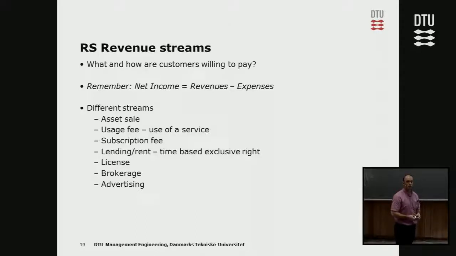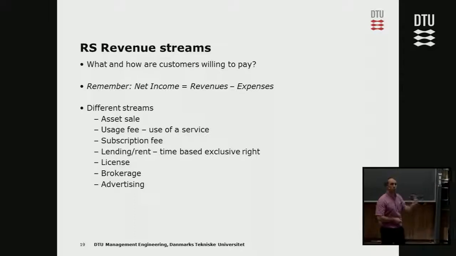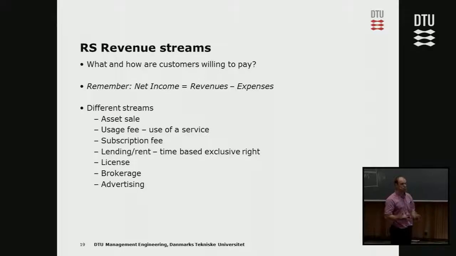Lending, rent. The difference between the usage fee and lending can be thinly veiled, but basically we're dealing with a time-based exclusive right. You get this room, or you get a summer house, and you have that. Same goes for the usage fee, but it assumes that there are larger capacities. Then there's licensing. Licensing means that you have the intellectual property right for something, and based on that, you can sell your license. You can license the right to use your product or your patent or your good idea. And brokerage, of course, and advertising.